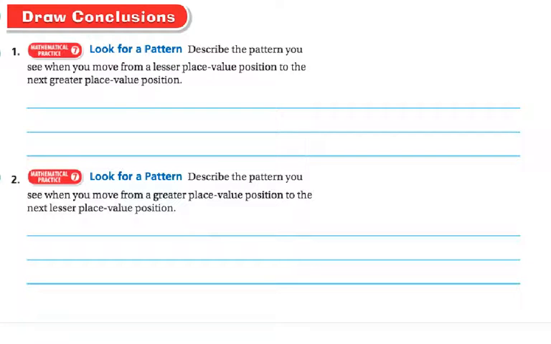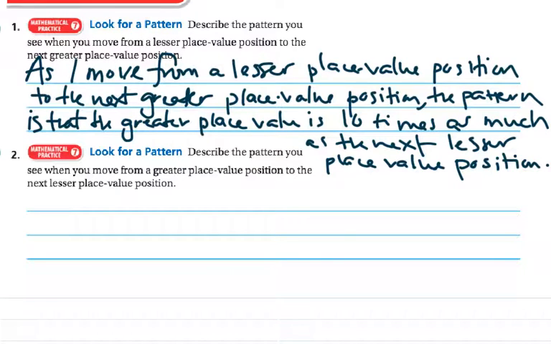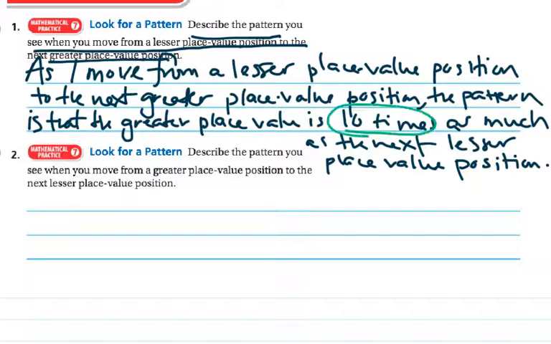Now we're on to draw conclusions. It says, look for a pattern. Describe the pattern you see when you move from a lesser place value position to the next greater place value position. So for this one, what you see is that as I move from a lesser place value position to the next greater place value position, the pattern is that the greater place value is 10 times as much as the next lesser place value position.